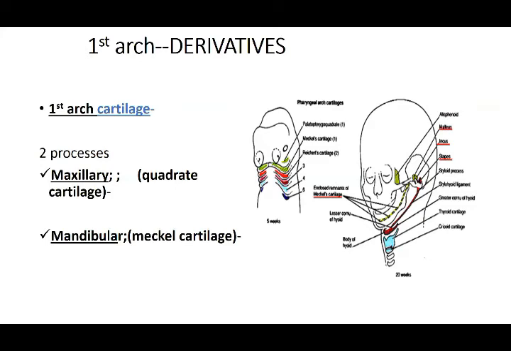The first arch has two parts, the maxillary process and the mandibular process. The cartilage of the maxillary part is called the quadrate cartilage. If you see this first picture, number one is your first arch, and its cartilage has two components. One part is the maxillary portion and the other part is your mandibular portion. The mandibular portion, the lower part of the first arch, is called your Meckel's cartilage.